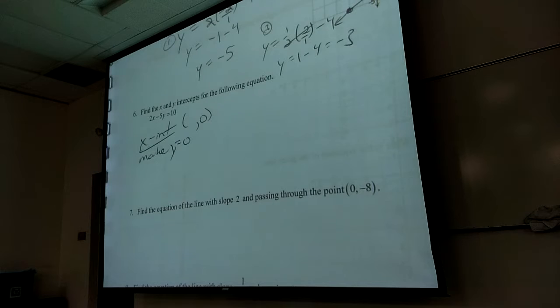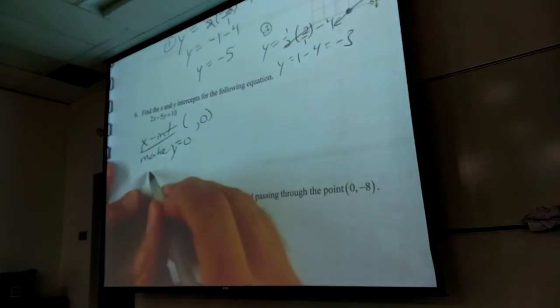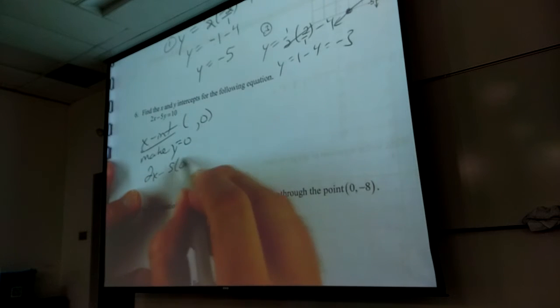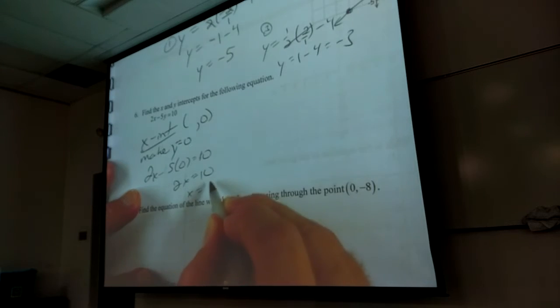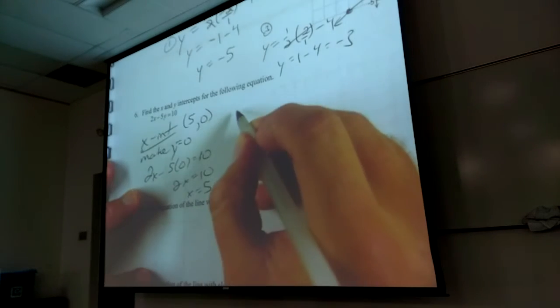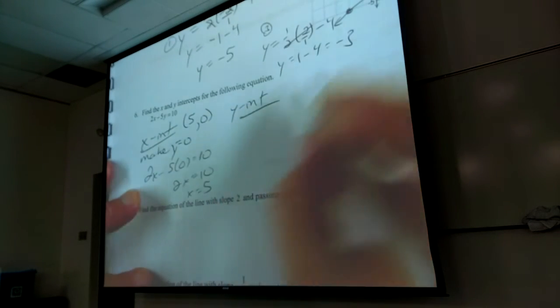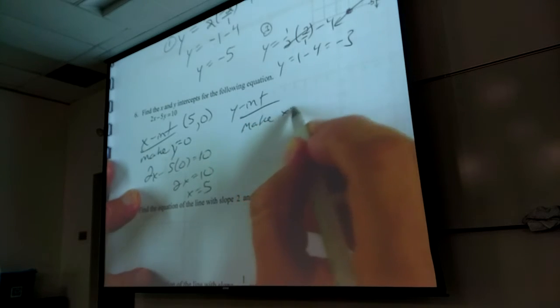So maybe it's a good idea to start the point off before you even do the work, so you don't make mistakes like taking both the x and y intercept and making one point out of it. That's a bad mistake to make. Find it. So 2x minus 5 times 0 equals 10. 2x equals 10, so then x equals 5. Y-intercept, no way. Make x equal to 0.